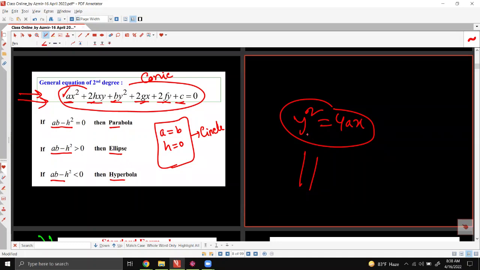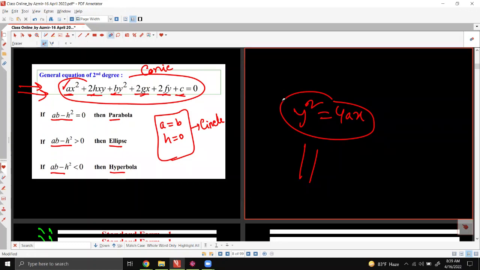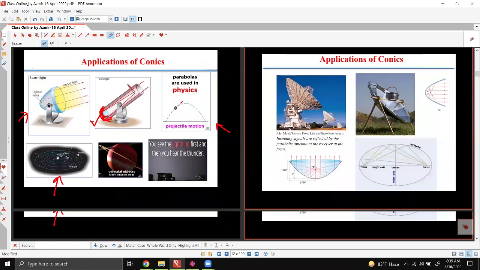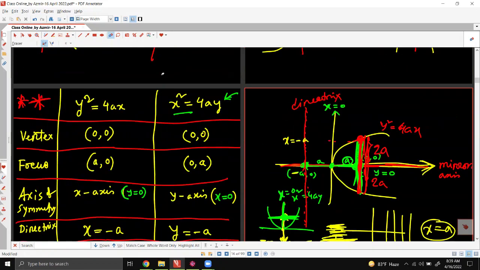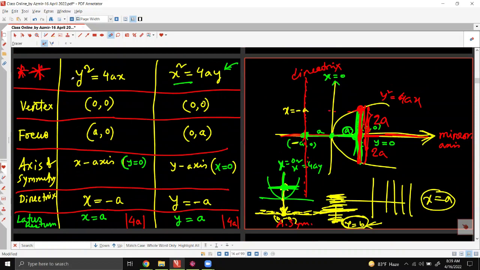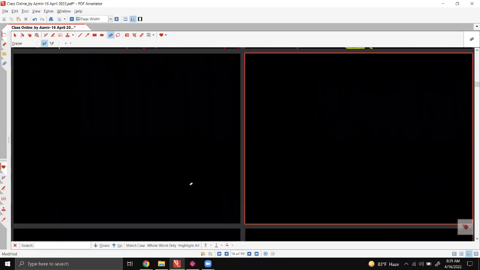So at first we have to convert this type of equation to the standard form. It may be a parabola, it may be an ellipse, it may be a hyperbola. Let us think about one equation, and then we will try to analyze it. The formulas are here. If the equation goes with the first form, y squared equals 4ax, then this formula will be applied. And if it goes with the second form, x squared equals 4ay, then this formula will be applied. So let us have a look.